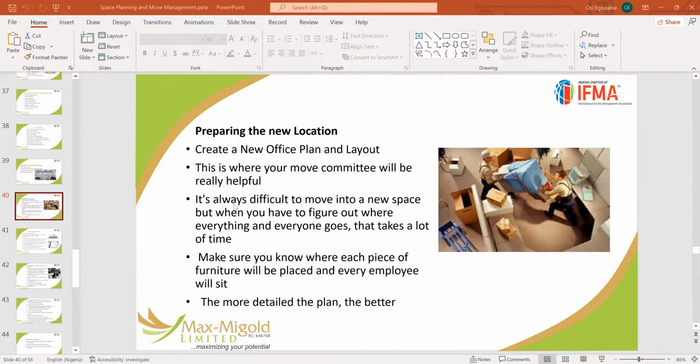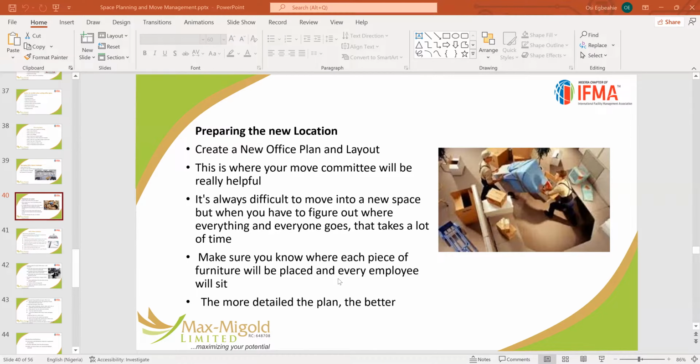It is always difficult to move into new spaces, and when you have to figure out where everything goes, it takes a lot of time. Make sure you know where each piece of furniture will be placed and where each employee should sit. The more detailed the plan is, the better.